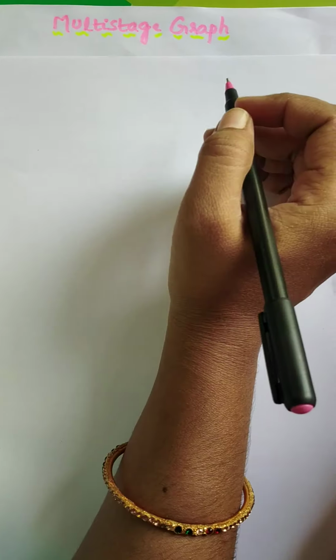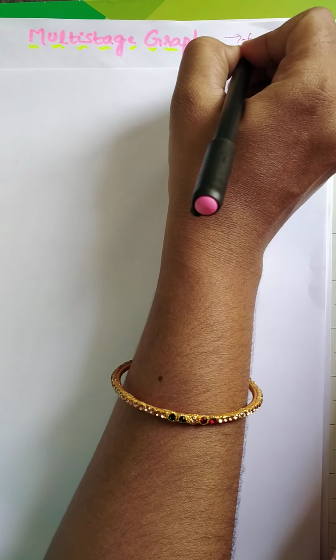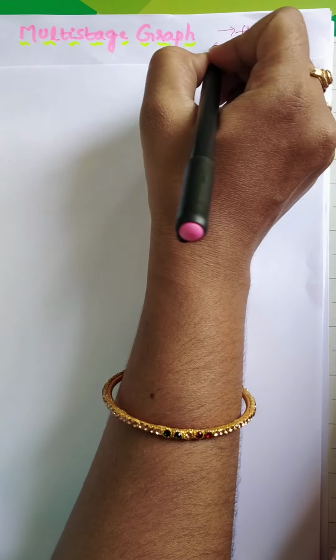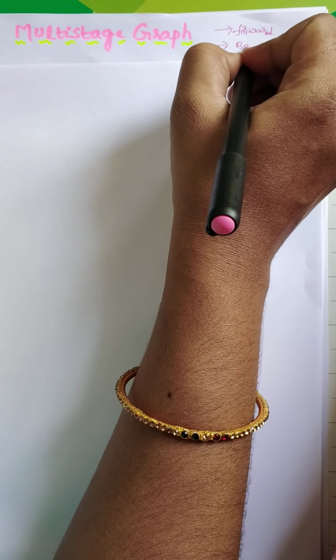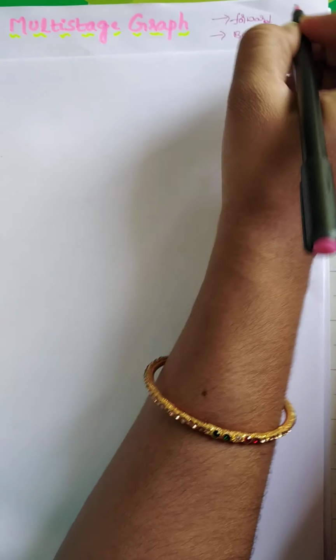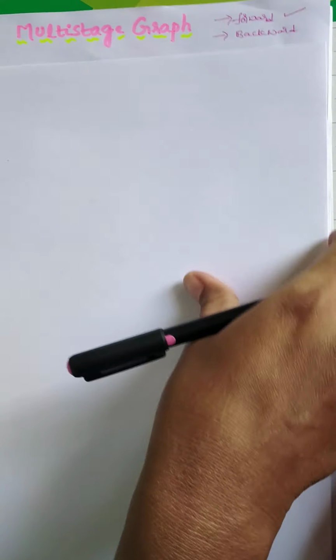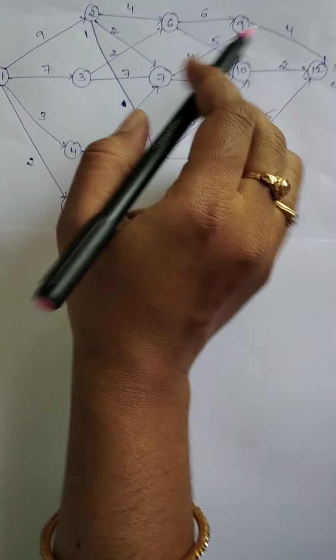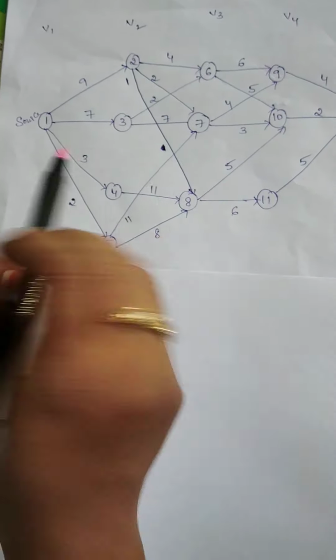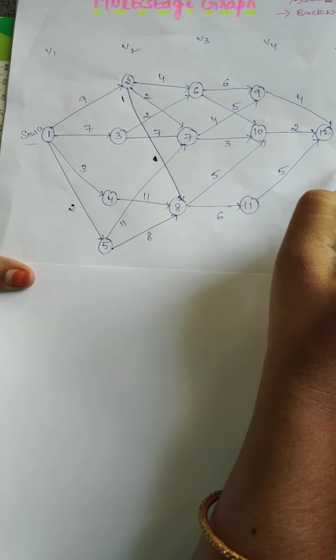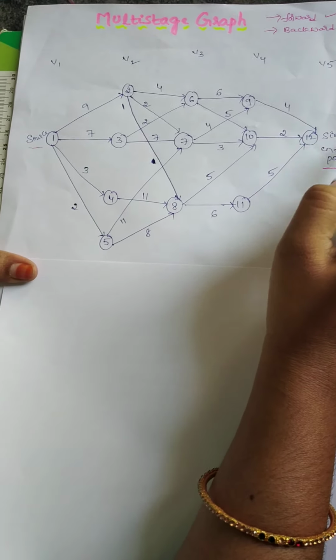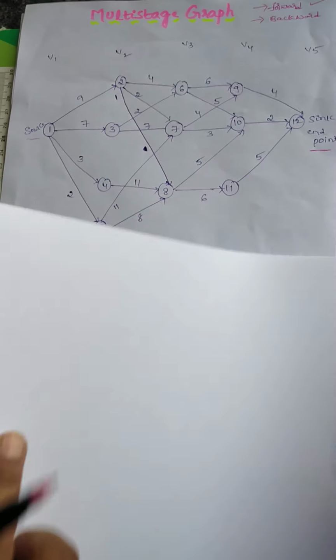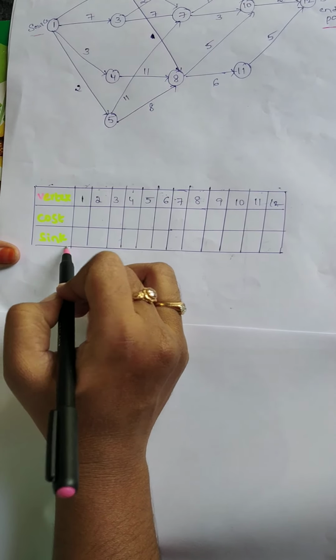There are two methods: one is the forward method, the other is the backward method. We follow the forward method. So this is a graph, a directed graph. Here the source is there, and we find the destination point, that is, the sink point. We are finding the cost and sink.